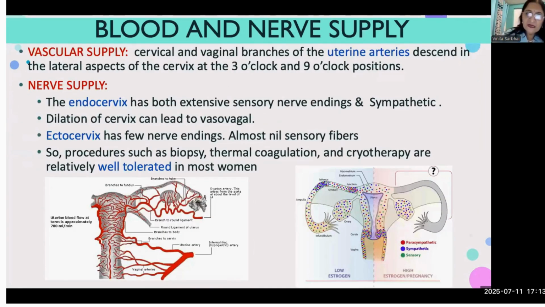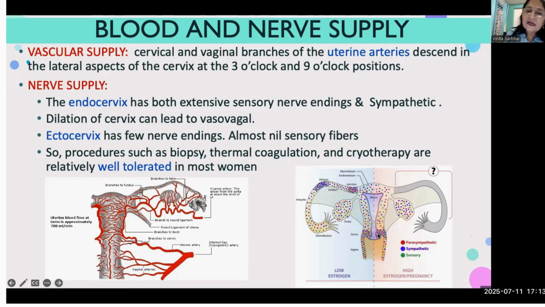When we look at the blood supply, it is of importance to us because we must know where the uterine artery enters. It enters at 3 o'clock and 9 o'clock. So when we have to give a paracervical block while performing some procedures on the cervix, we should avoid these two areas, which is at 3 and 9, so that we don't encounter the uterine artery or the descending branch which enters into the cervix.